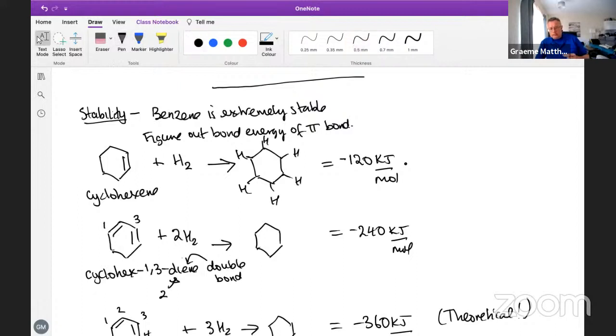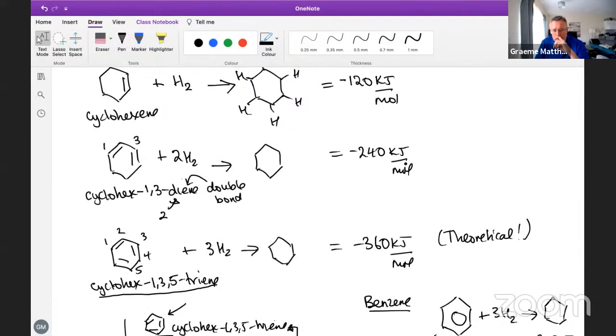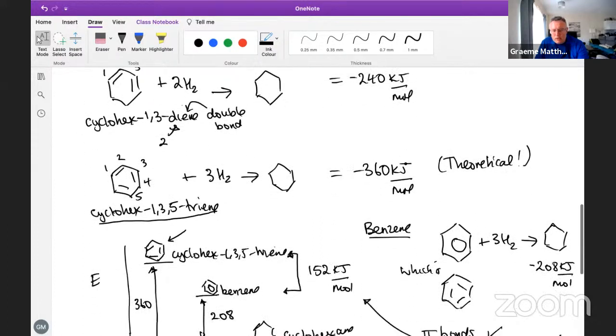So you're thinking, right, one double bond is minus 120 kilojoules per mole. So therefore, two double bonds, logic, you would say is minus 240, 2 times minus 120 kilojoules per mole. And it is. But then if you come down to the theoretical model, the theoretical molecule cyclohexa-1,3,5-triene, you would think, hold on, it's three of these double bonds, 3 times minus 120 is minus 360.